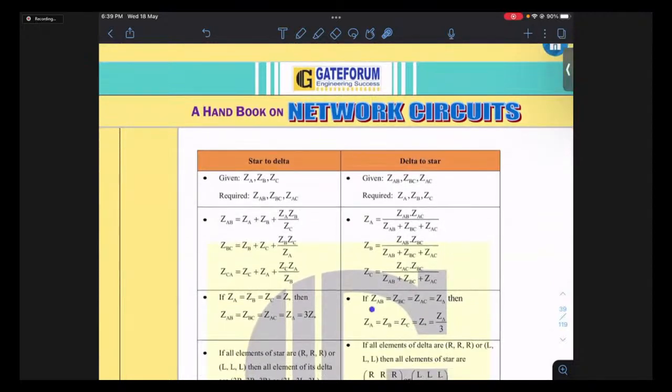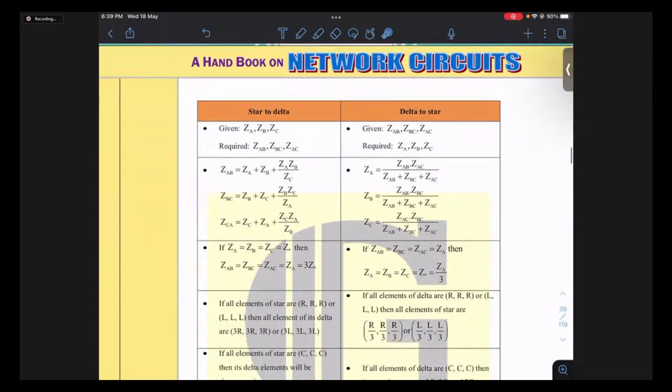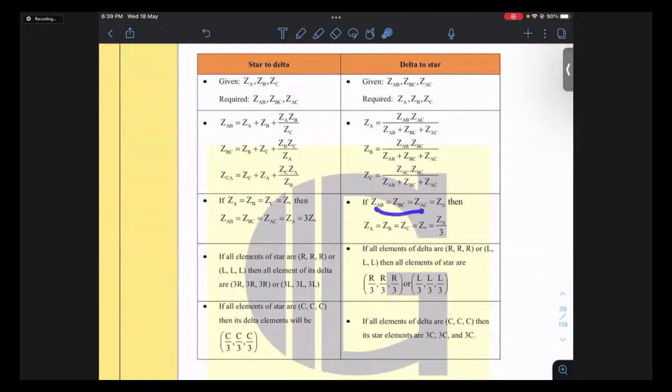So this is what I have actually written. ZAB, ZBC, ZAC, if you take all these values as Z delta, you get Z square by 3Z, which is basically Z by 3. So if all elements of the delta are equal, that is Z delta, then all elements of the corresponding star are Z delta by 3. Again, because of the direct proportional relation, if the elements of delta are R or L, the equivalent elements in the star are R by 3, R by 3, R by 3, or L by 3, L by 3, L by 3. But in case of capacitors, the reverse thing happens. So if it is C, C, C, it will be 3C, 3C, and 3C.